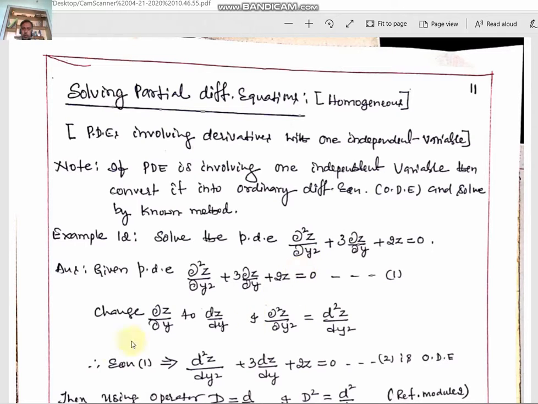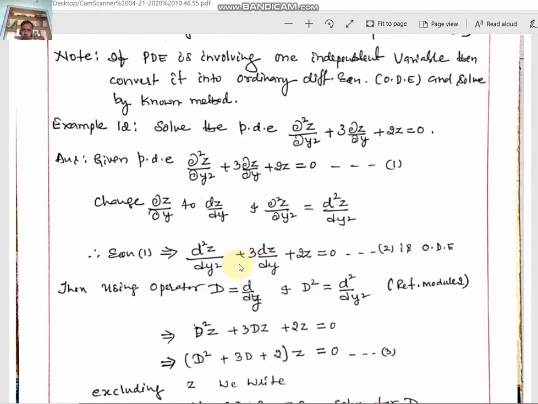So it is written here. Our given PDE is converted to d²z/dy² + 3 dz/dy + 2z = 0. So this becomes an ordinary differential equation. And you know how to solve second or higher order ordinary differential equations when the right-hand side is 0. We will find only the complementary function by solving the auxiliary equation.